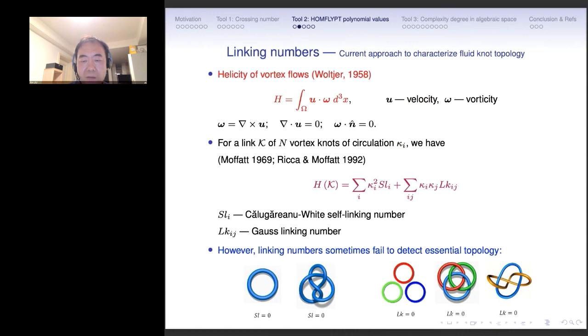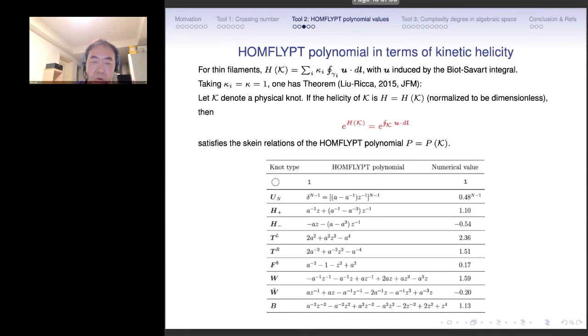So we have to find some more practical topological tools to label the topology of configurations. In 2015, Renzo and I found a way to construct HOMFLYPT polynomials in terms of the power of helicity. Here, helicity is written as Lie helicity.